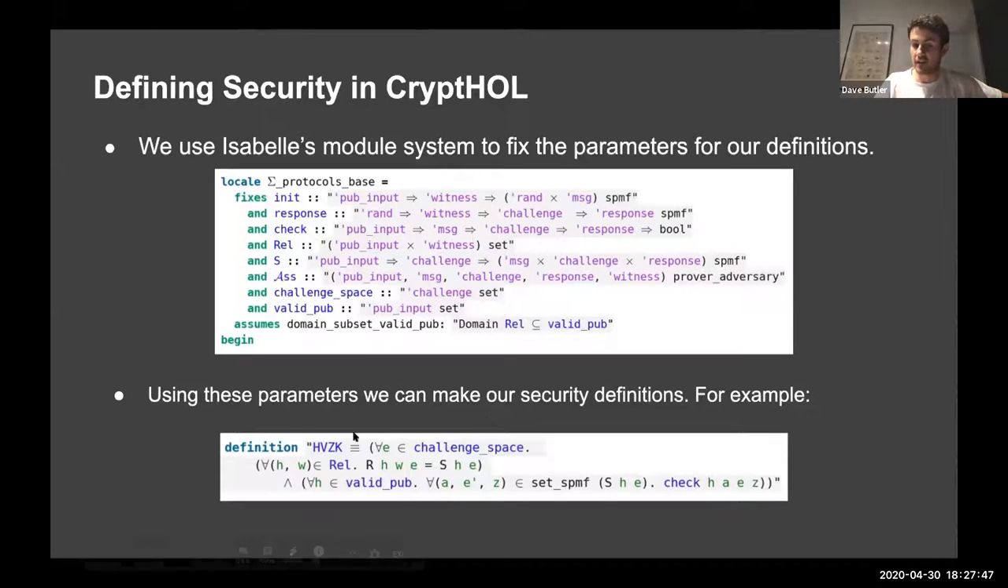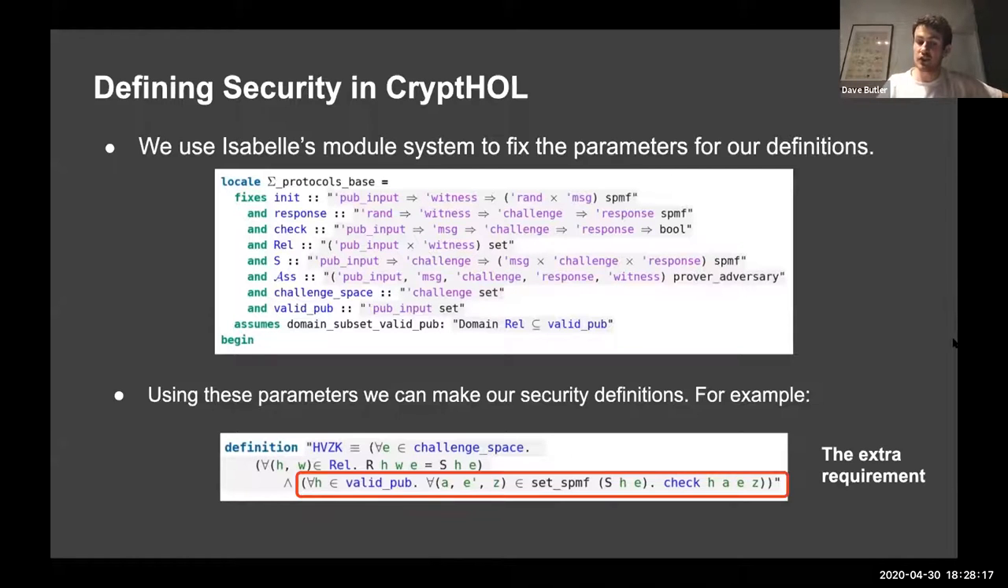So here, the honest verifier zero knowledge definition looks like this. We quantify over all challenges that are in this challenge space that we've fixed. Then we have two parts of the definition on these two lines, separated by the "and". The first part: for all h and w that are in the relation, we want this real view, which is defined using the protocol. So these three things here are the same as a simulator. That's exactly the same as the definition we saw earlier.